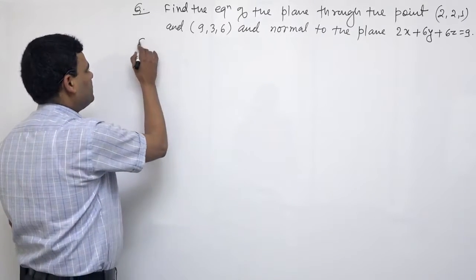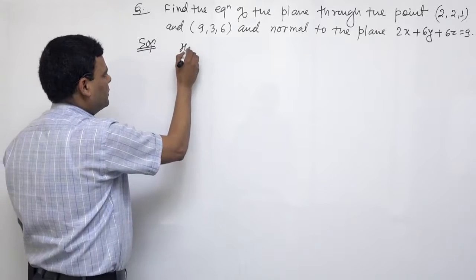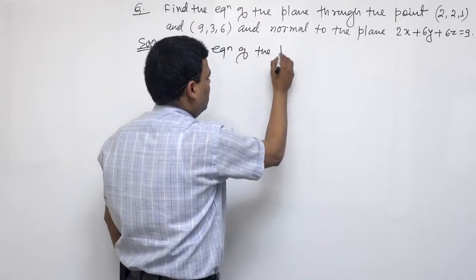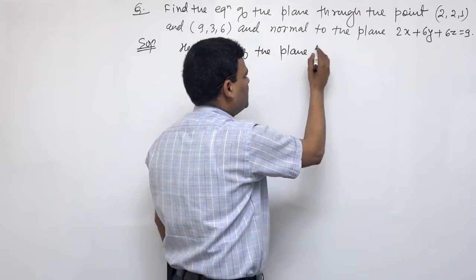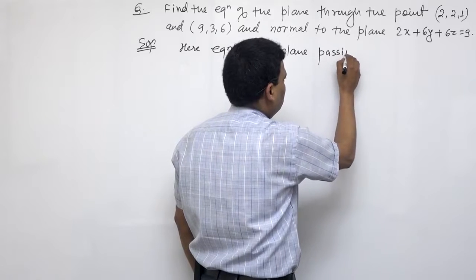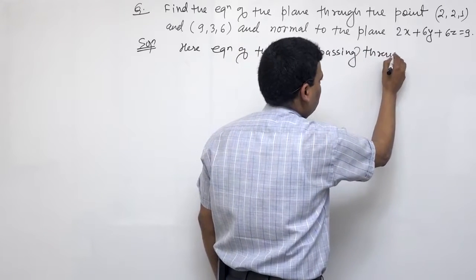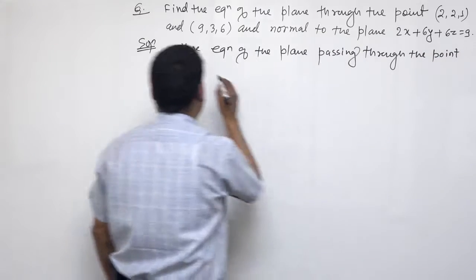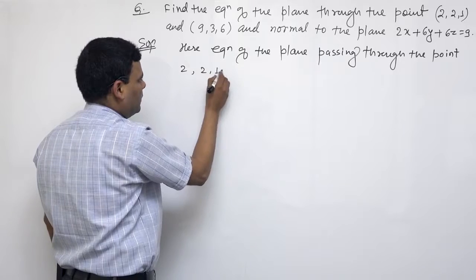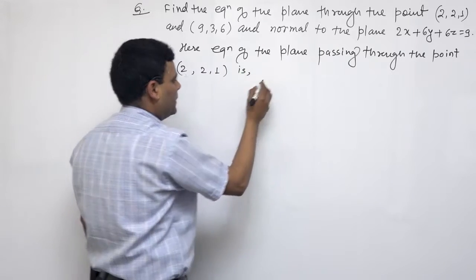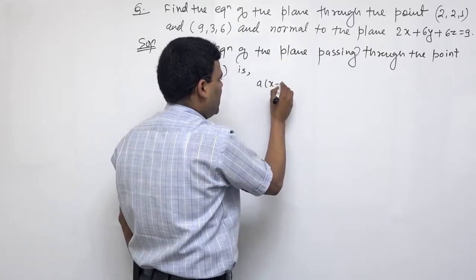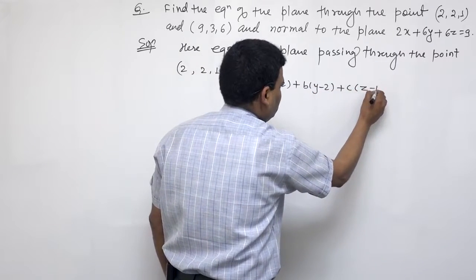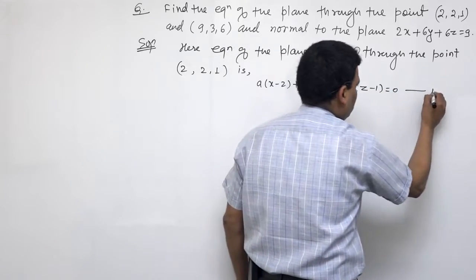So here the equation of the plane passing through the point (2, 2, 1) is a into (x minus x1) plus b into (y minus y1) plus c into (z minus 1) equals 0. Let it be equation 1.